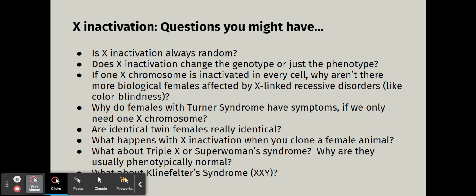Klinefelter syndrome, or XXY. It is a trisomy. Not many trisomies are compatible with life, but Klinefelter's is because that second X chromosome on this biologically male individual is inactivated.